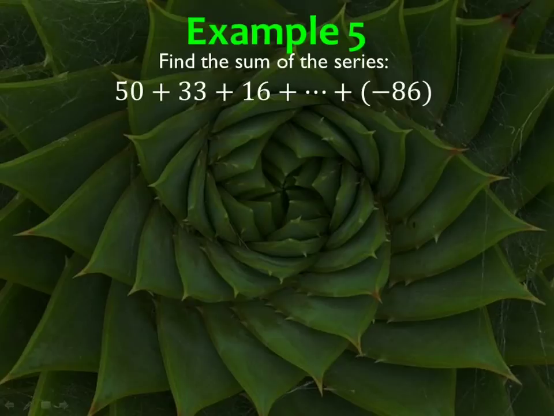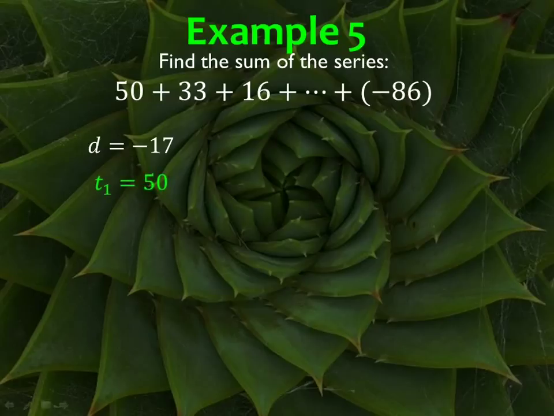Looking at example 5, find the sum of this series. 50 plus 33 plus 16, all the way to adding negative 86. Now this is an arithmetic series. The difference is negative 17. The problem is we don't know which term negative 86 is. It doesn't tell us. So we need to figure out what the value of n is.